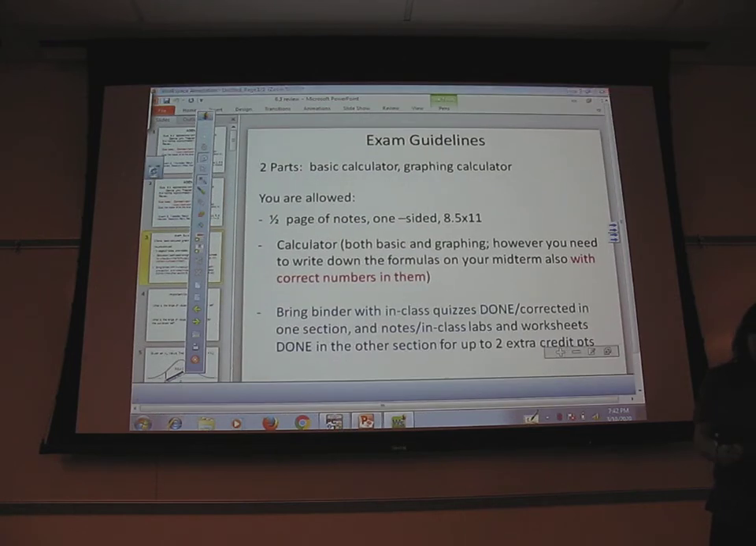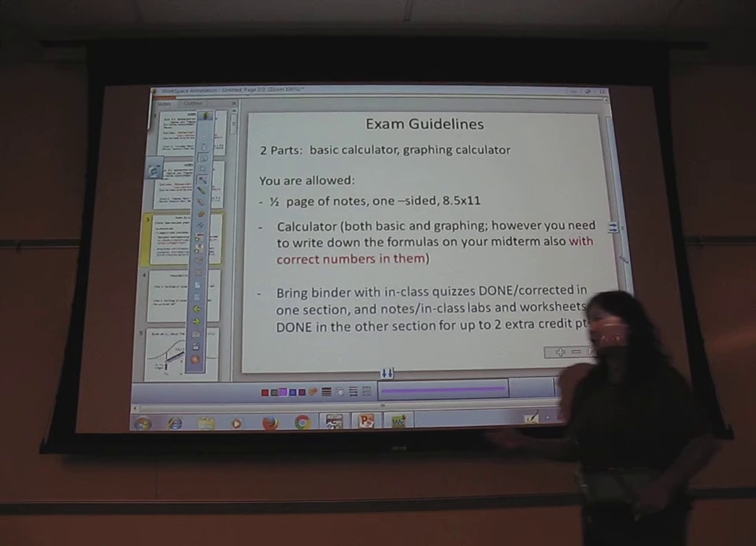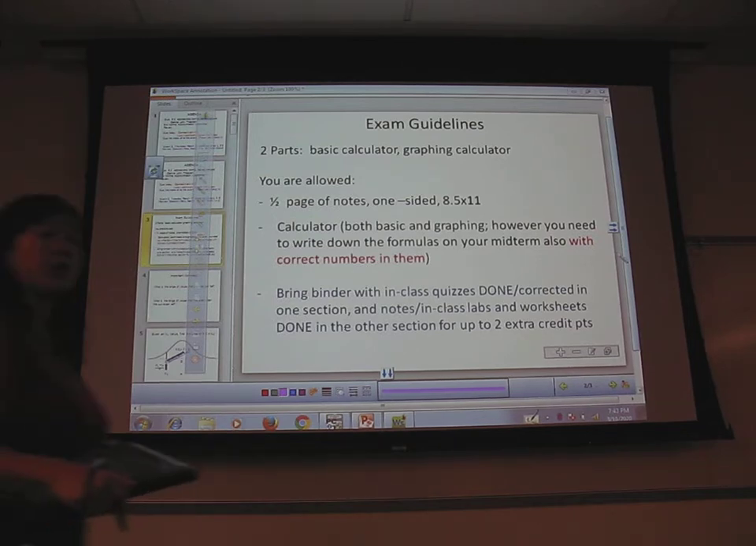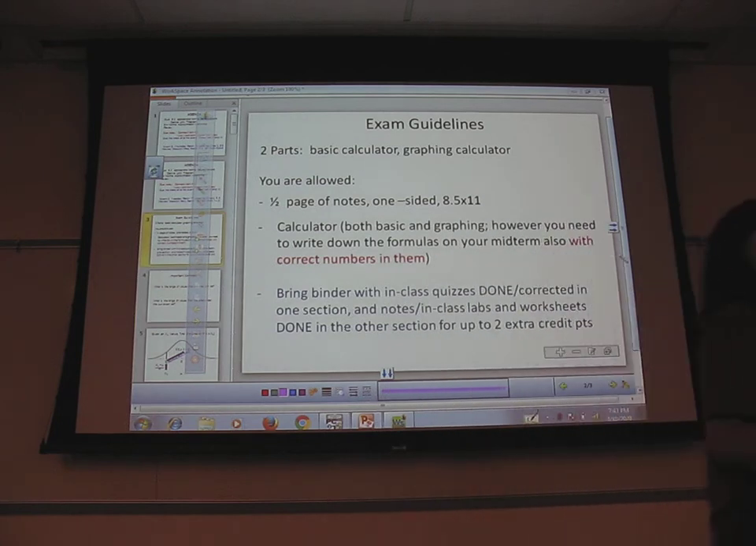The exam has 2 parts. There's the basic calculator part, so you need a very, very basic calculator. This calculator is way too smart for that. See all the buttons on there? So you need a really simple calculator. And then a graphing calculator. You all need a graphing calculator. If you don't have one, the library has some they can loan you. You just need a student ID. So make sure you have your student ID with you.